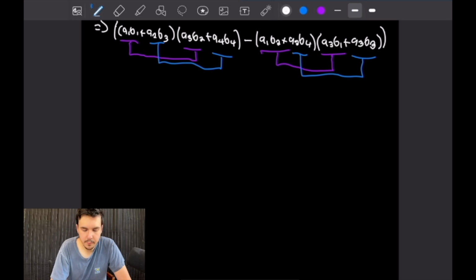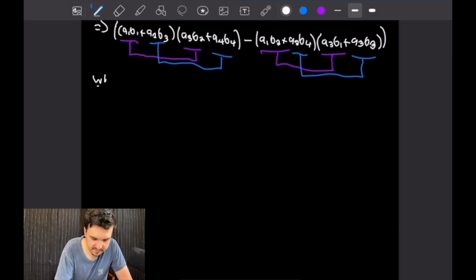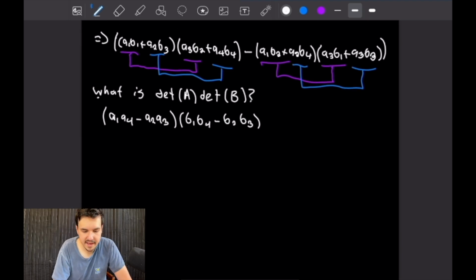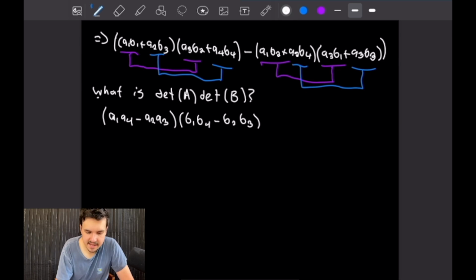Great. And so if we look at what we're left with, it should be equal to the determinant of A times the determinant of B, which we can easily calculate here. So what is the determinant of A times the determinant of B? Well, that's very easy to calculate. It'll simply be A1 times A4 minus A2 times A3, and that will be times the determinant of B, which will be of the same form, B1 B4 minus B2 B3. So let's look at what we have left to multiply, and it should be exactly that. You can see that it is in fact what we have left.